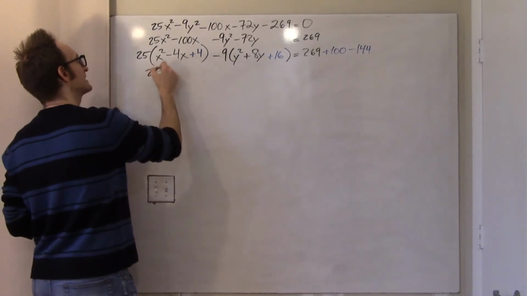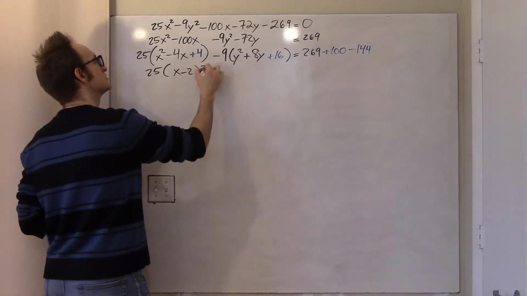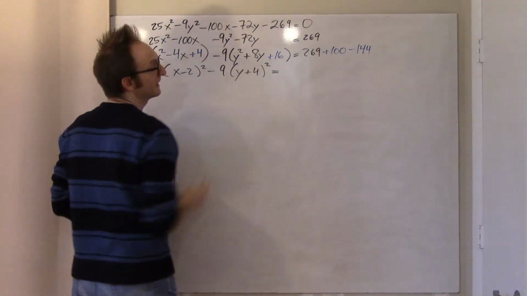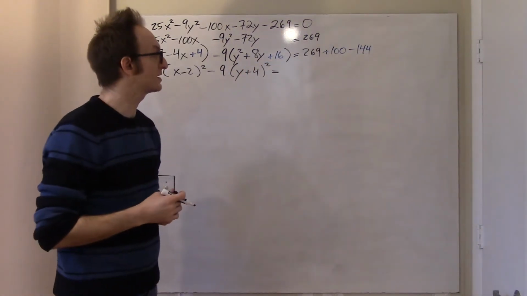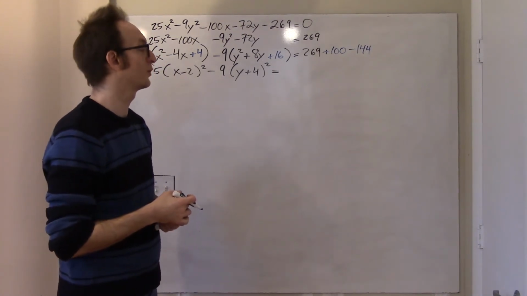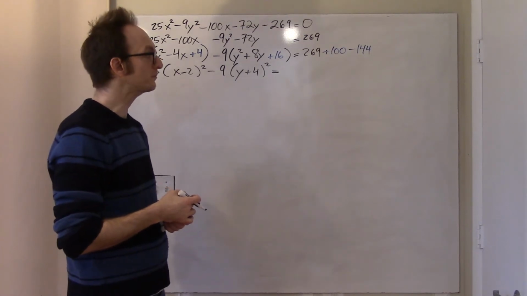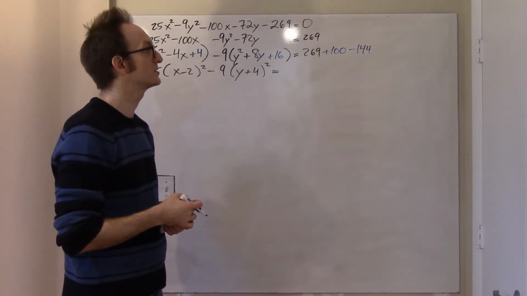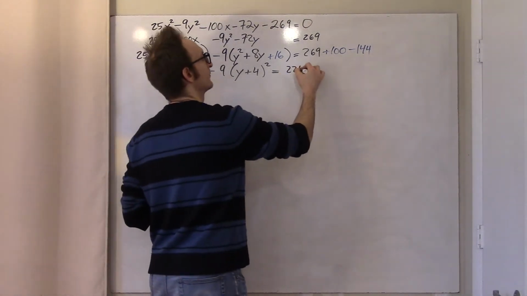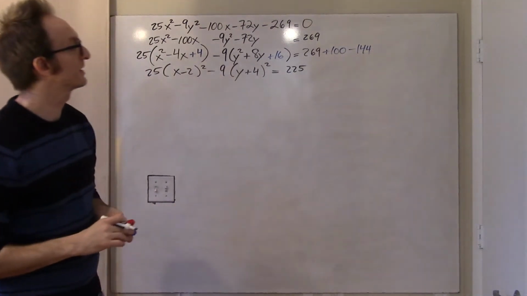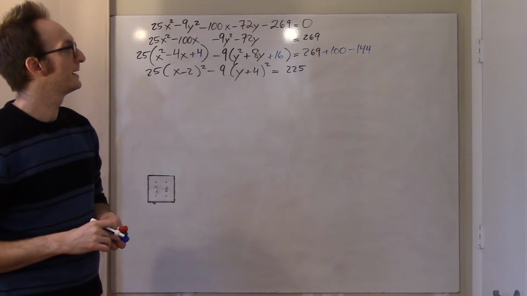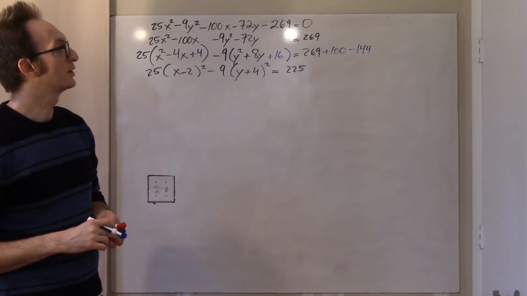So therefore, what do I end up with? 25 times (x minus 2) squared minus 9 times (y plus 4) squared equals, what's all this over here? Well, it's going to be 369 minus 144, and that will be 225. Let's see, is that true? I think it's just true. 369 minus 144 is 225. Yep. So, good.